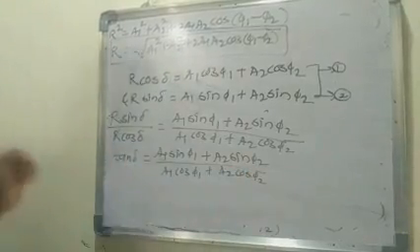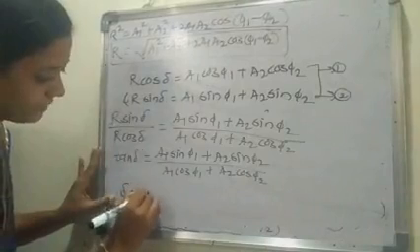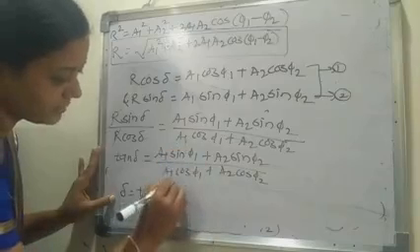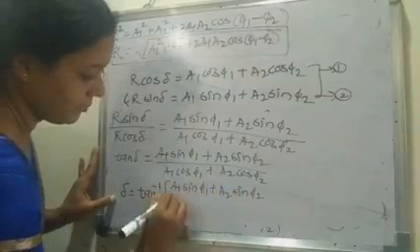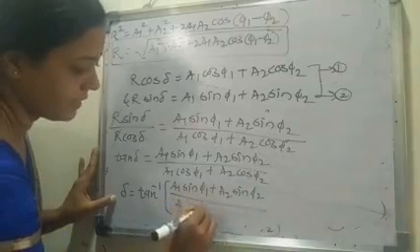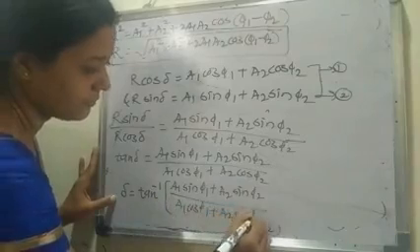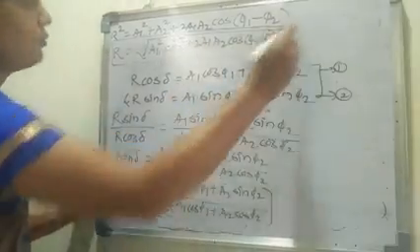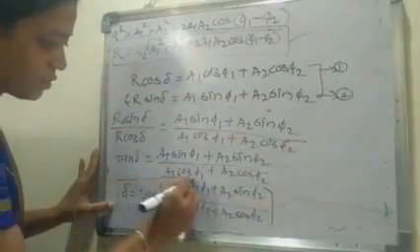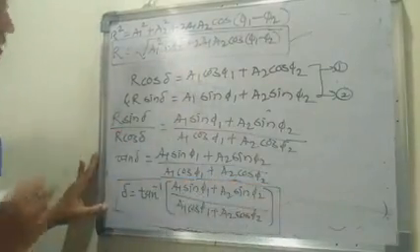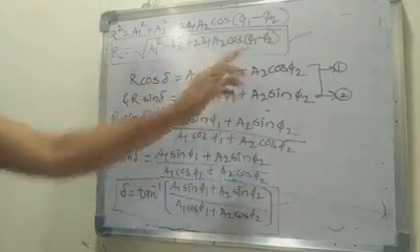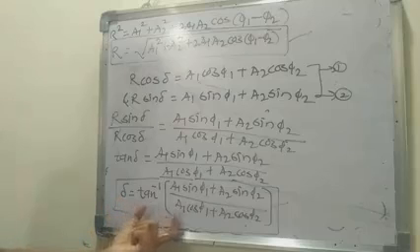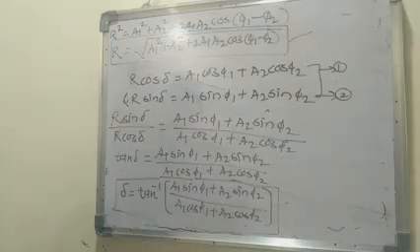What we have to find out is delta. So delta equals tan inverse of A1 sin phi 1 plus A2 sin phi 2 upon A1 cos phi 1 plus A2 cos phi 2. These two formulas are important for solving numericals. The resultant amplitude R is given by root of A1 square plus A2 square plus twice A1 A2 cos of phi 1 minus phi 2, and the initial phase delta equals tan inverse of A1 sin phi 1 plus A2 sin phi 2 upon A1 cos phi 1 plus A2 cos phi 2.